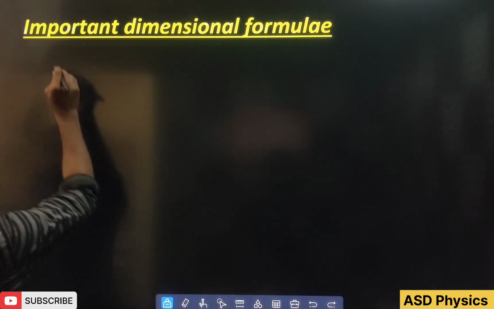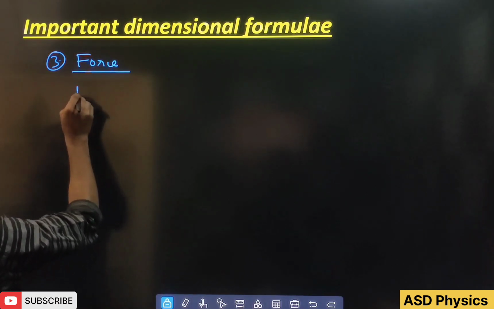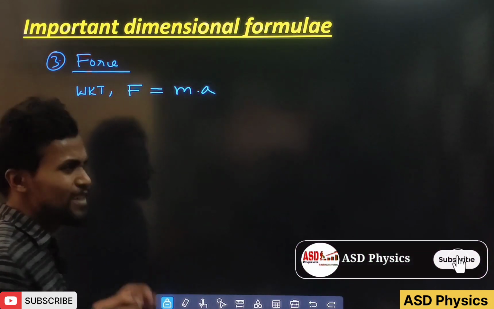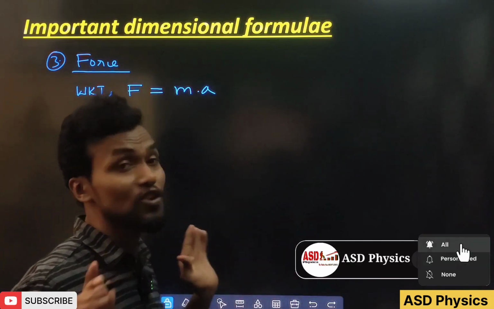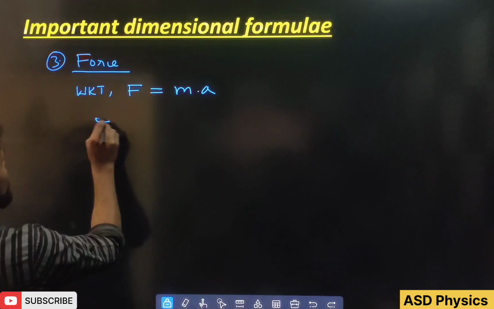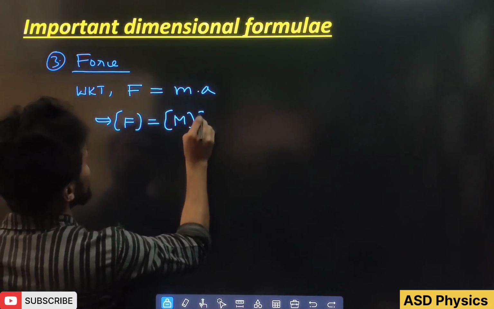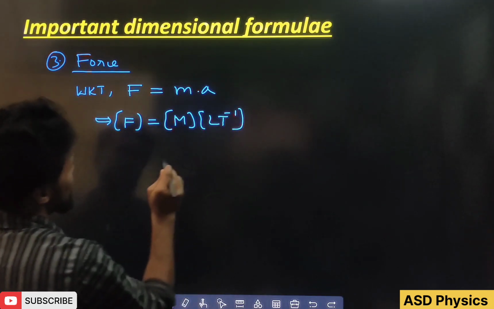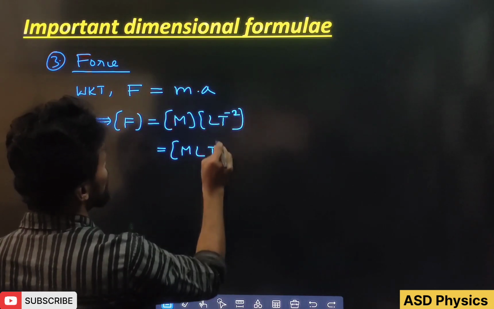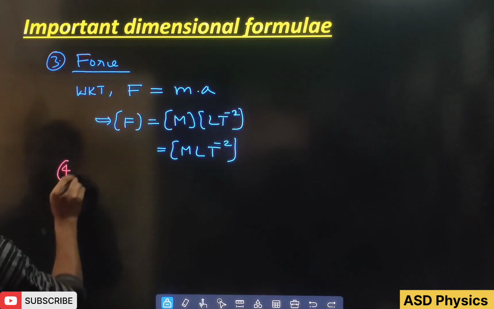Third one we are going to write for the force. You know very well that force means F equals mass into acceleration. We are writing some important ones, because so many derived quantities are there, we can't write for everyone, but I'm just telling you how to do it. Force, dimensional formula: M means mass, capital M, and acceleration is LT minus 2. So when you write it here, it will come MLT minus 2.